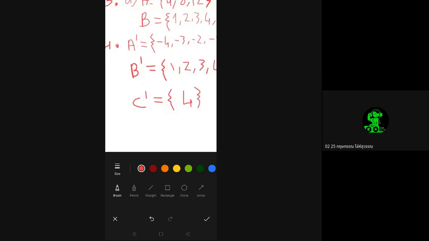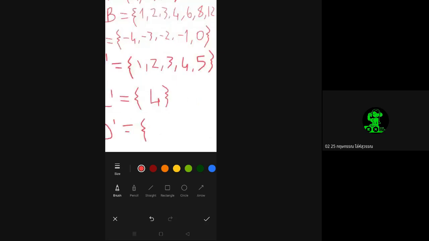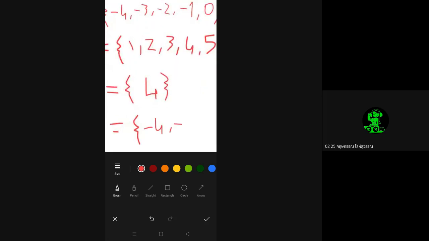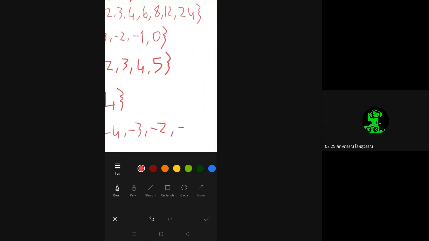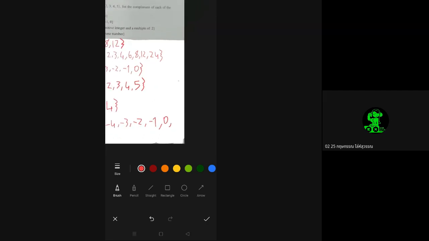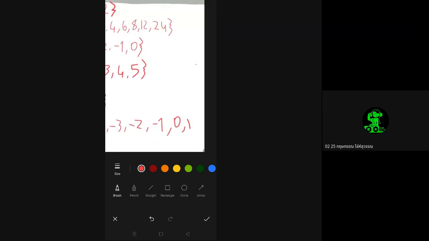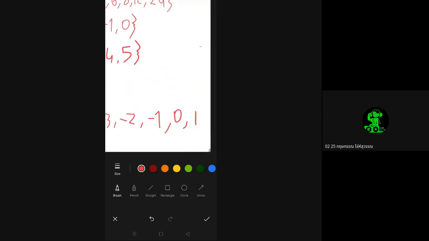And then D complement. It is a prime number. Minus 4 is not a prime number. Minus 3 is not a prime number. Minus 2, minus 1, 0, 1. 1 is not a prime number. 2 is prime, 3 is prime, 4 is not a prime number.